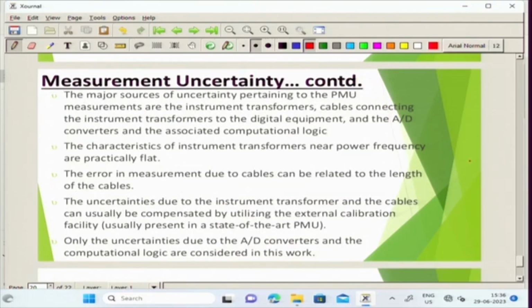The major sources of uncertainty pertaining to the PMU measurements are the instrument transformers, the cable connecting the instrument transformers to the digital equipment, and the A to D converters and the associated computational logic. The characteristics of instrument transformers near power frequency are practically flat. The error in measurements due to cables can be related to the length of the cables as well. The uncertainties due to the instrument transformers and the cables can usually be compensated by utilizing the external calibration facility usually present in state of the art PMUs, and only the uncertainties due to the A to D converters and the computational logic are considered in this work.